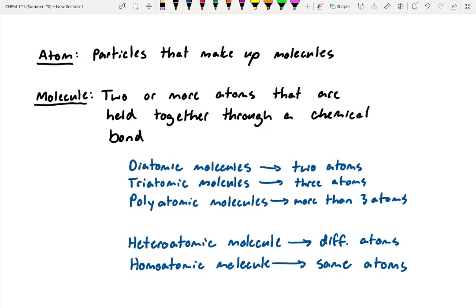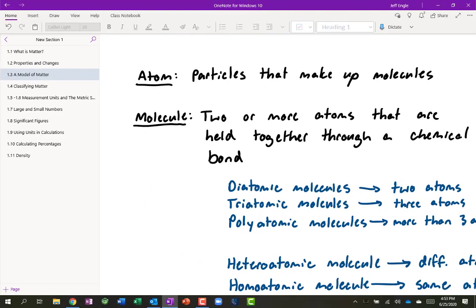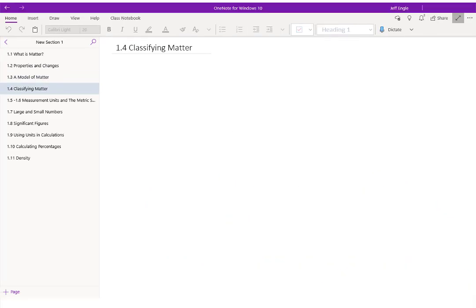Oftentimes we'll also use the term compound. We'll talk more about the difference between a molecule and a compound in a little bit. But what I want to do next is I want to jump into how we classify matter even further. So when we classify matter, we can first break it up into two main chunks. So what I'm going to do is make a little flowchart here. So I'll put matter on the top. And like I said, matter could be made up of either atoms or molecules.